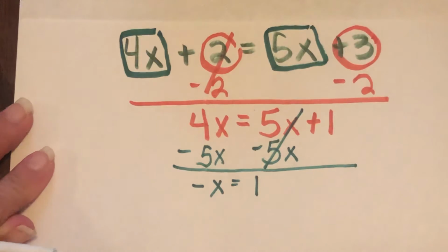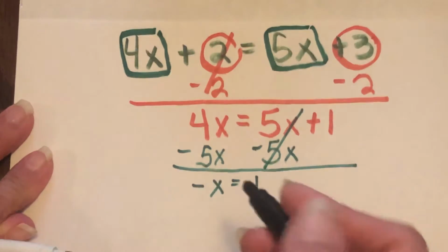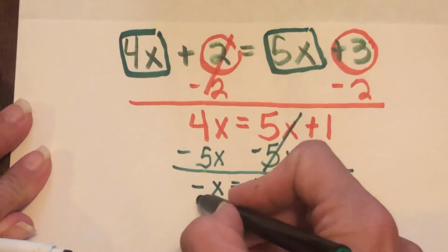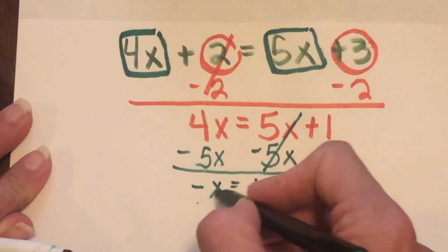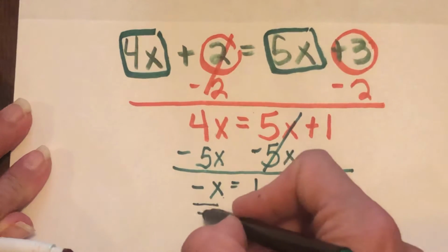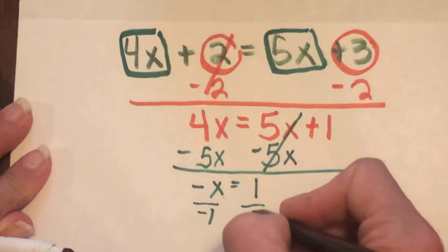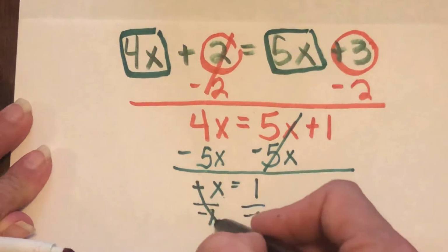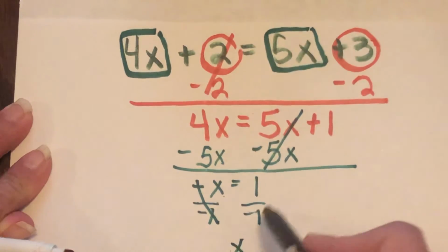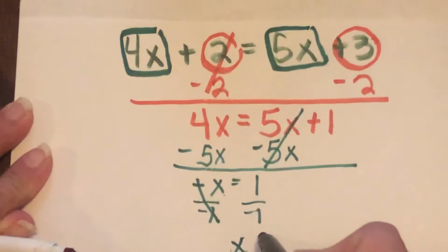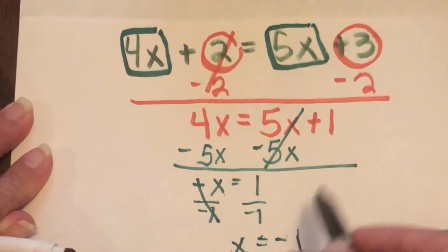We never want to leave our variable as a negative. So we look at this as if this is negative 1x. So that means we're going to divide both sides by negative 1. This leaves us with 1. And 1 divided by negative 1 is negative 1.